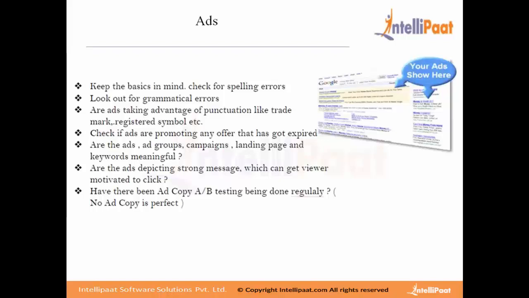An ad copy should be created in a version A and a version B, and that should be done on a regular basis. Trust me, no ad copy is perfect. You can't really judge which ad copy is going to work for your audience. This is very subjective. You can come to a conclusion only after putting in money on various permutations and combinations of ads. After that, you should stick to the ones which are performing much better as compared to the non-performing ones.